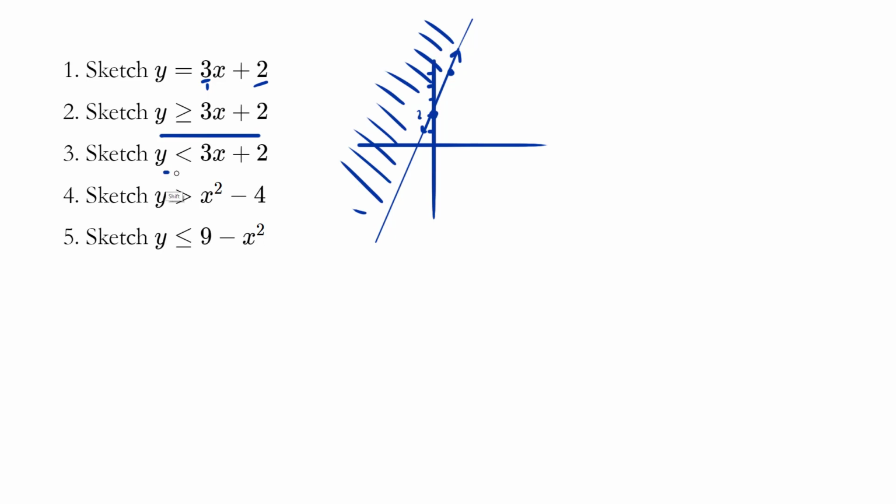However, when we're talking about y is less than 3x plus 2, it's the same line, but instead of shading this top region, we're going to shade the bottom region. So let's show this on Desmos.